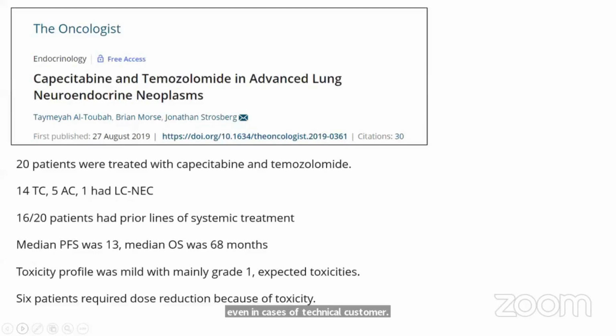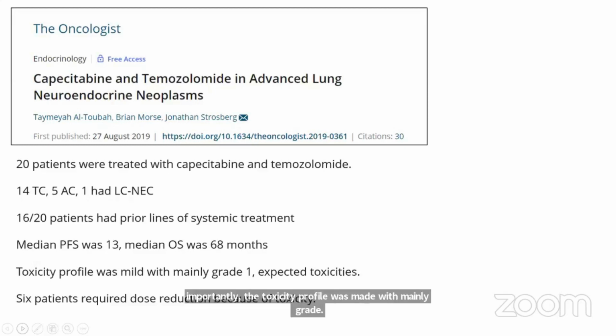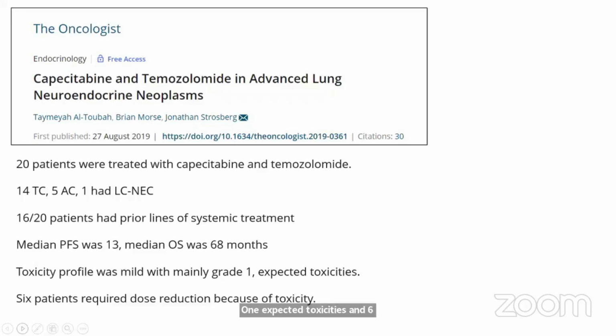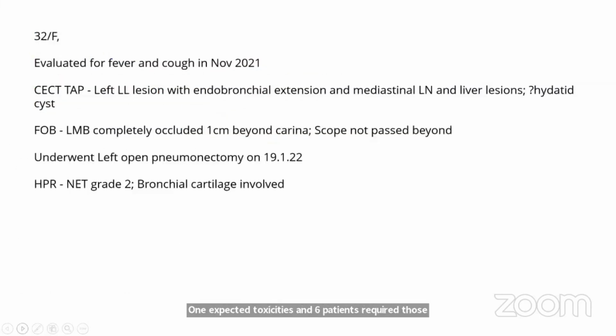Now, what do we have to offer when there is an FDG uptake? So we have capecitabine temozolomide, which we have extrapolated from GEP NETs. And this is the study which was published by the Moffitt Cancer Group, which showed that 16 patients of these 20 patients, which had multiple prior lines of systemic treatment, showed a decent PFS and median OS. Most importantly, the toxicity profile was mild with mainly grade 1 expected toxicities, and 6 patients required dose reduction because of toxicity.